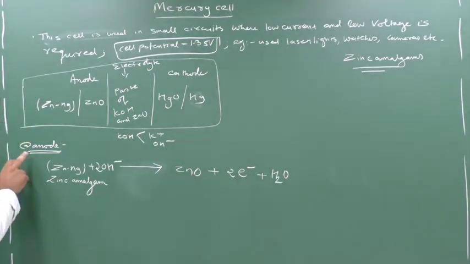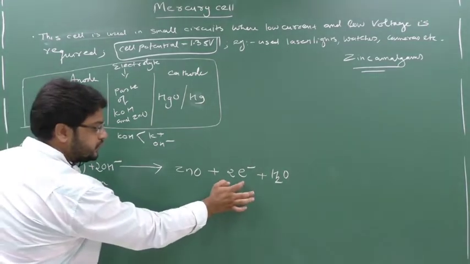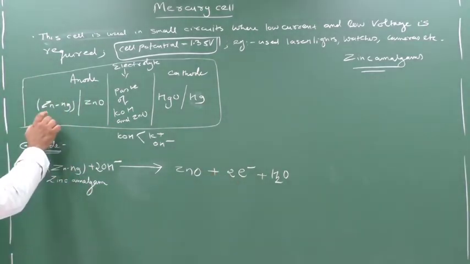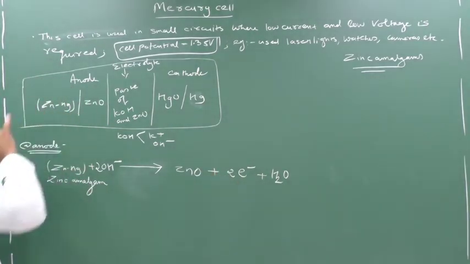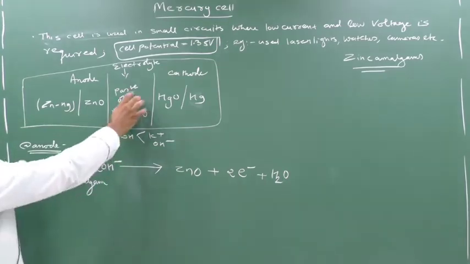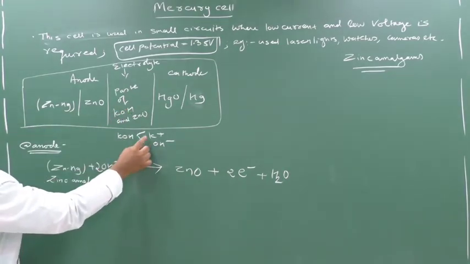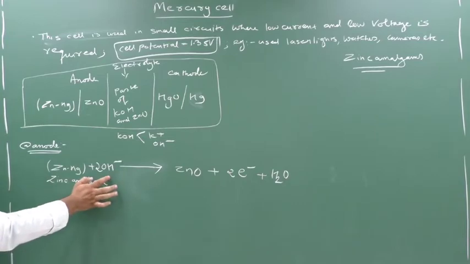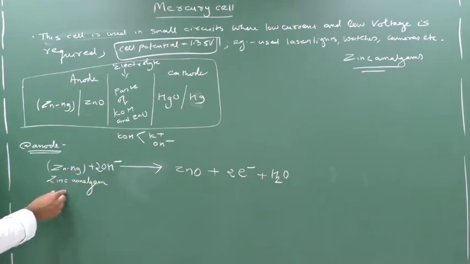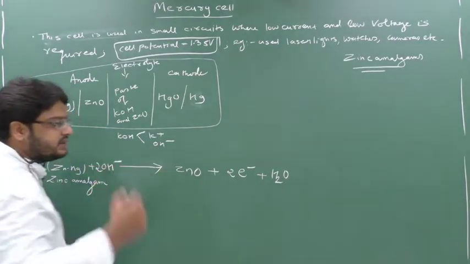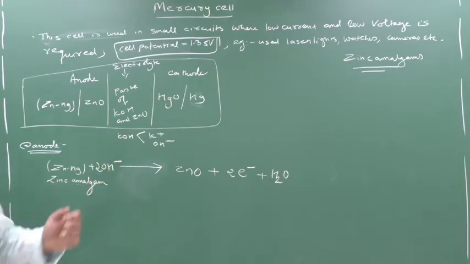Now what happens? This zinc amalgam is converting into zinc oxide. You know it is an anode. Anode means loss of electrons. So electrons will be lost. Now this zinc amalgam is converting into zinc oxide with the help of what? The help of KOH. So this KOH will split into K plus and OH minus. So here OH minus will help. Means here zinc will react with OH minus to convert into what? Zinc oxide.